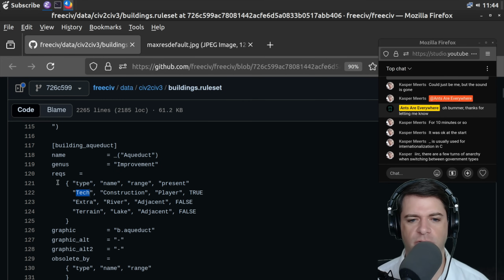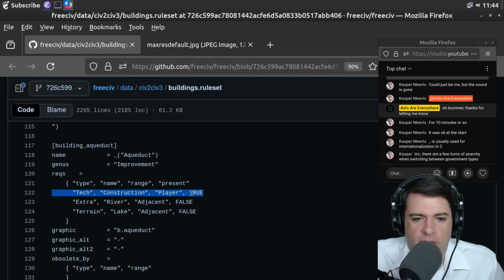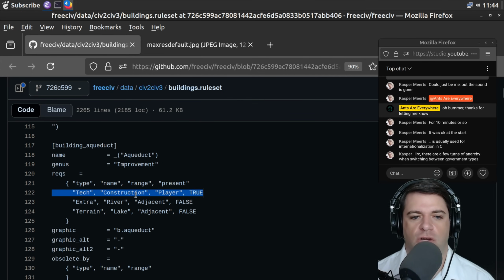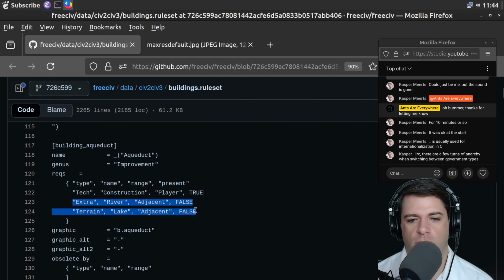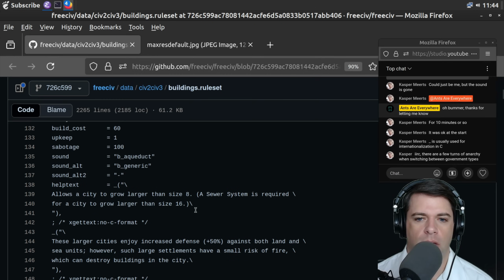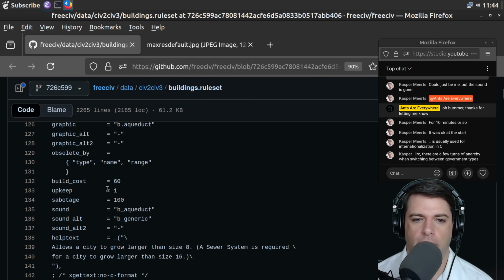And so the tech requires, so there's a type of requirement that's tech. Which tech is it? It's construction. What is range? I don't know. Player. And I guess true means it's required to be present. Something along those lines. At any rate, construction is required for aqueducts. And you have to be, I guess, by a river or a lake or something. Here's something with lots of comments.